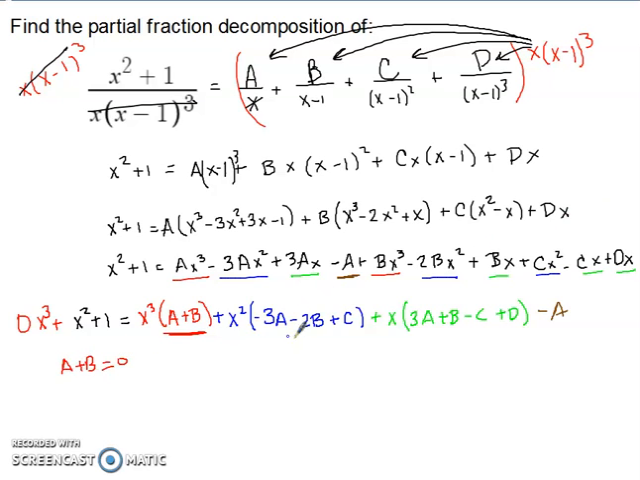The coefficient on x squared is a 1, which means that negative 3a minus 2b plus c has to equal 1. There is no x term, which means the coefficient on x is 0, so 3a plus b minus c plus d is equal to 0. And then my constant term, which is negative a, would have to match my constant term, which is a positive 1. You can solve this in a number of ways, but I think back substitution is going to be the easiest, so I'm going to go ahead and do that here.